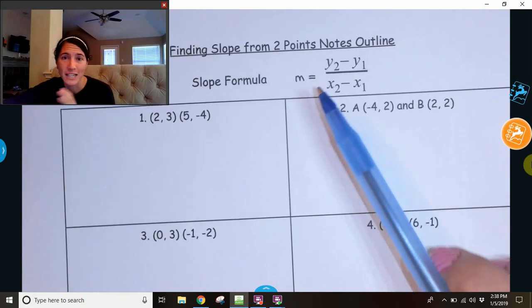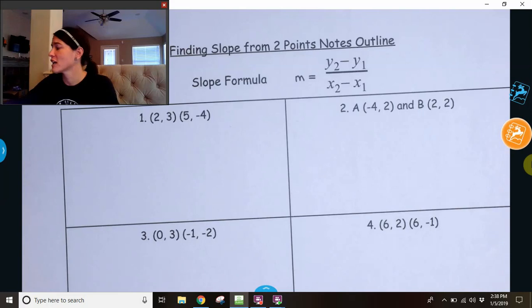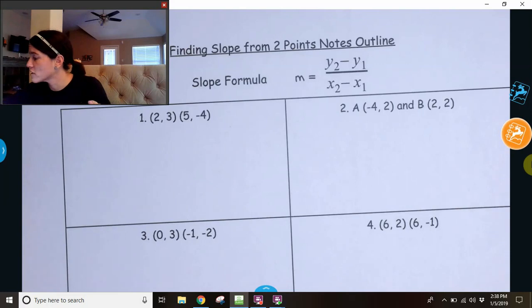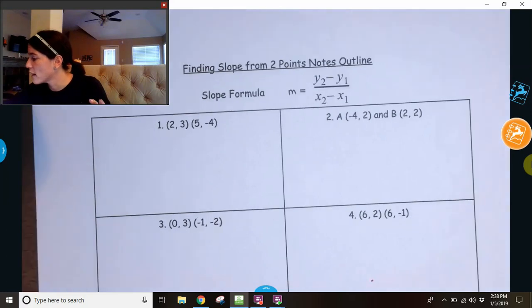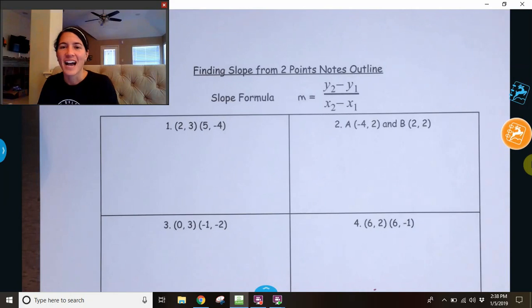Slope is an m. I don't know why it's an m. Okay, this is like too zoomed out. It's like too zoomed in. I'm going to zoom out just a little bit. Okay. I don't know where the m comes from, but m stands for slope.